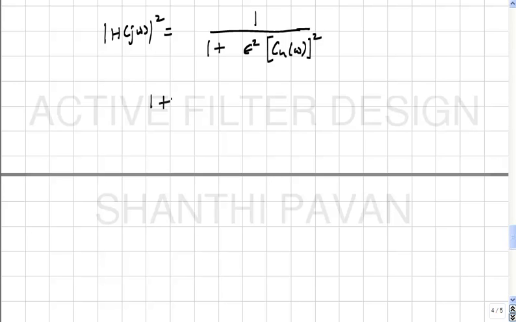In other words, we want to find 1 plus Cn of s by j, the whole square, equals 0. Now, this is a polynomial, we know that, of degree 2n. We want to find its roots, and identify the roots in the left half s plane with D of s and the right half plane as D of minus s, as we discussed before.